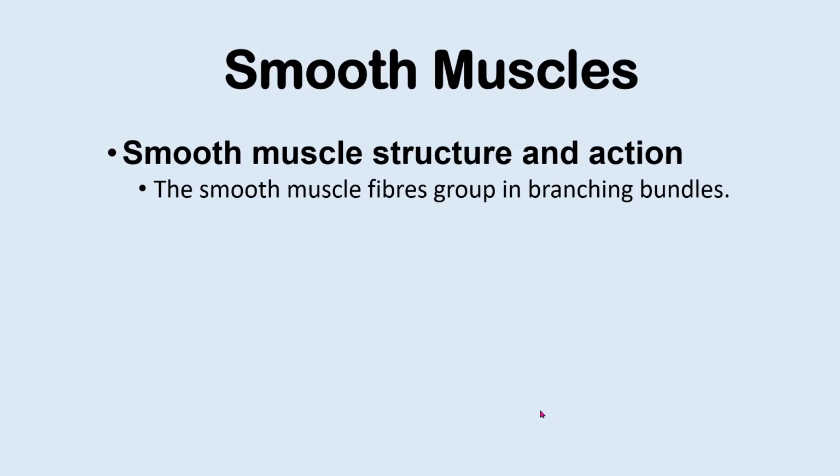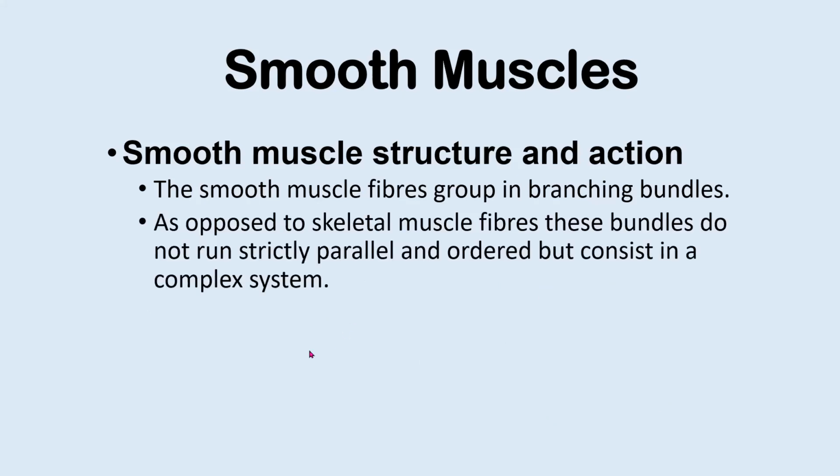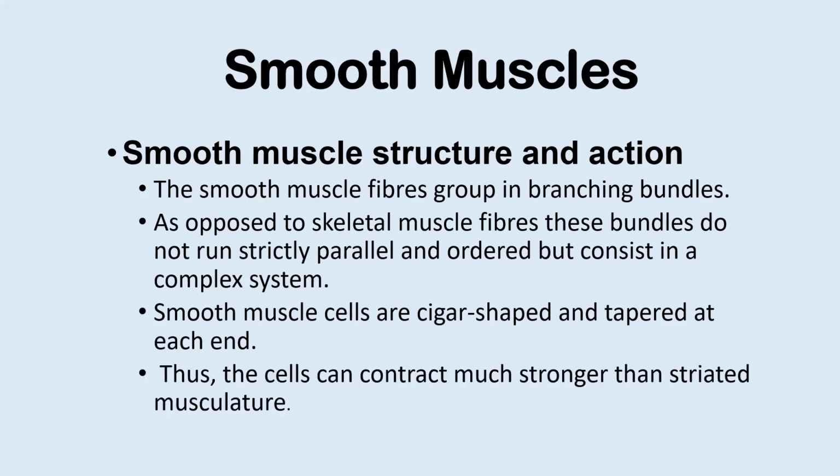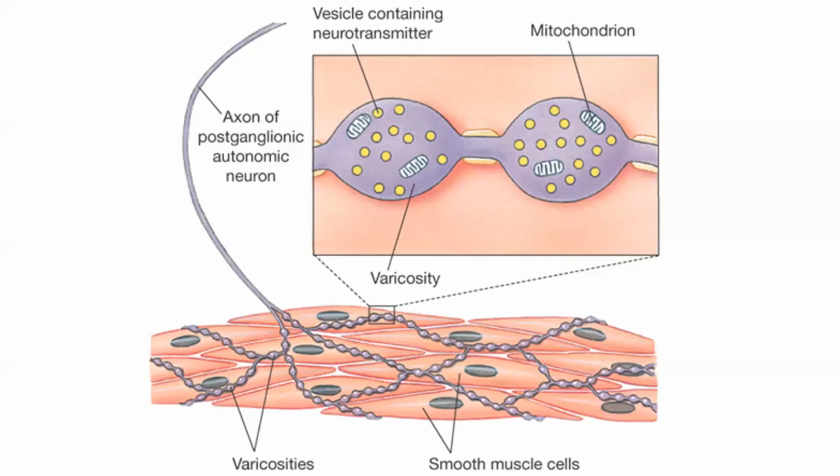So what do they look like? They're in groups in the branch, as opposed to skeletal. They do not run parallel. They're actually quite different. Their cells, the muscle cells, are cigar shaped and tapered, very different, and they can contract very strongly, much more strongly than the striated muscles, and hang on to that contraction.